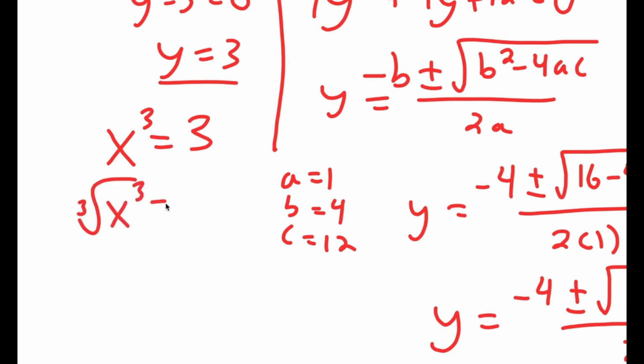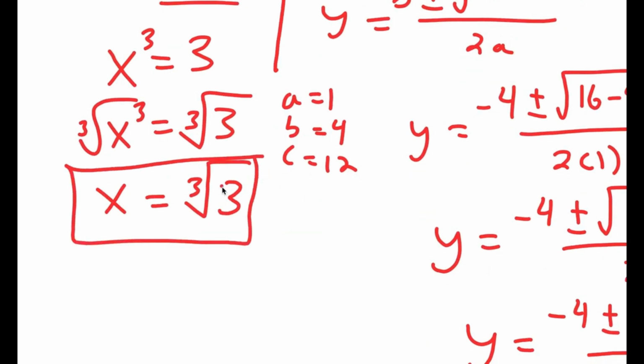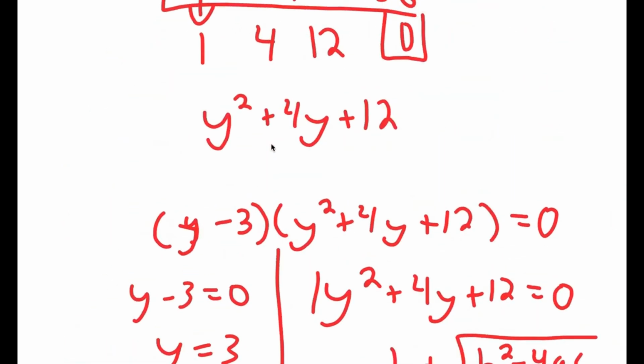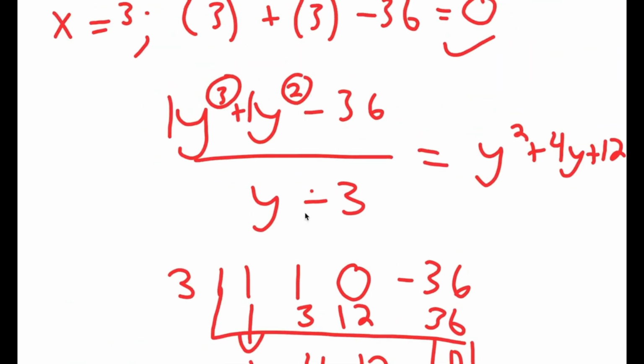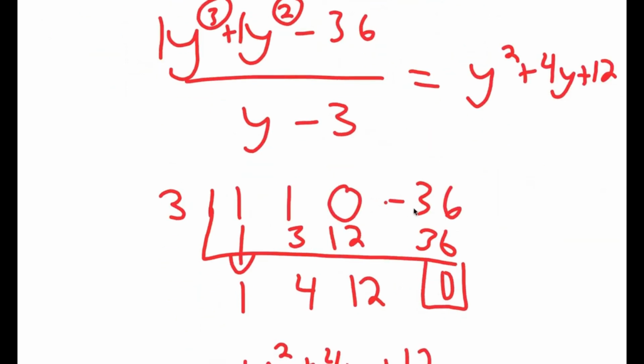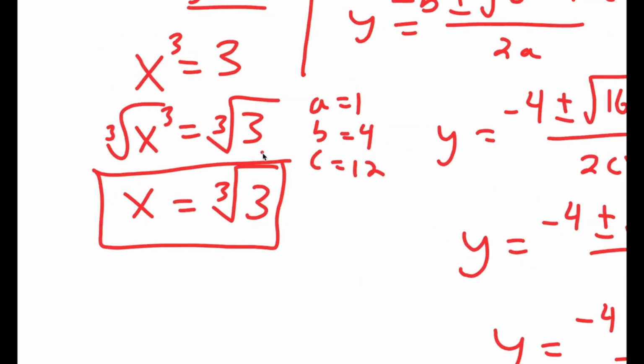cube root on both sides. The cube root of x to the power of 3 is x, so I get x is equal to the cube root of 3. So this is my solution to this problem. And remember, whenever you're solving problems like these, use synthetic division, so you always have to find one solution first and use that solution to find the remaining solutions.